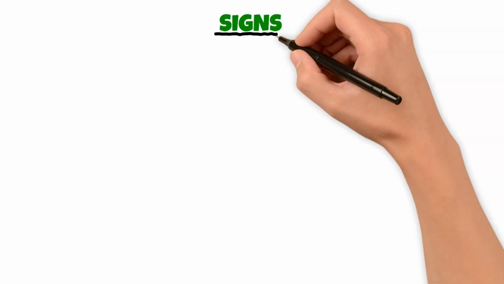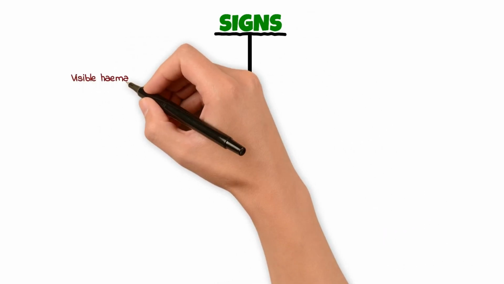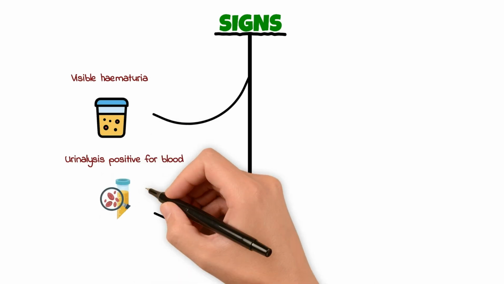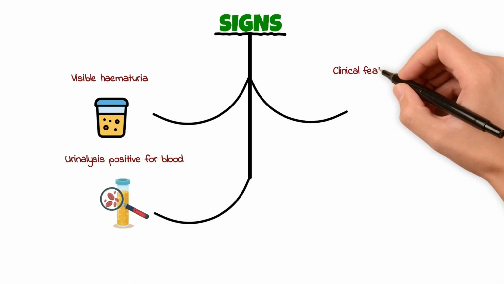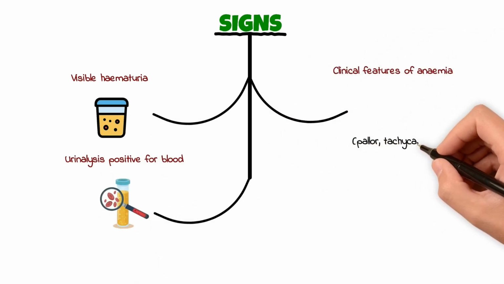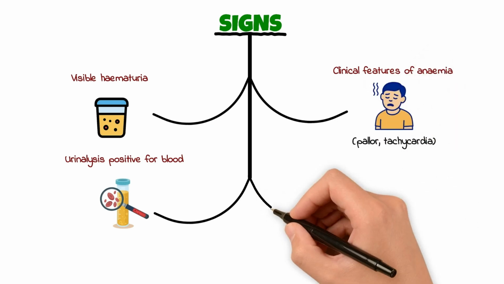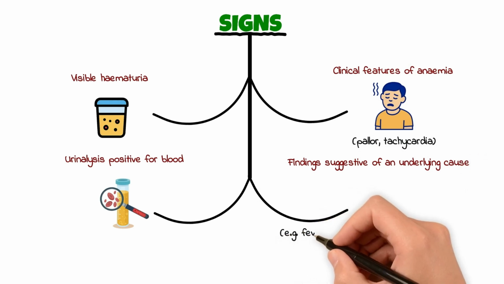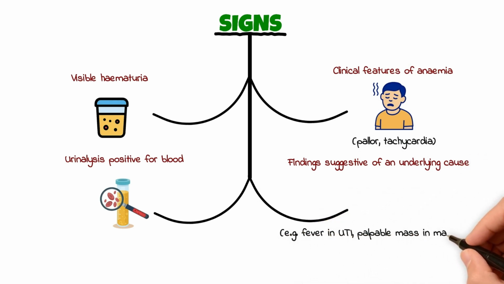Signs: visible haematuria, urinalysis positive for blood, clinical features of anemia, pallor or tachycardia, and findings suggestive of an underlying cause, for example fever in UTI and palpable mass in malignancy.